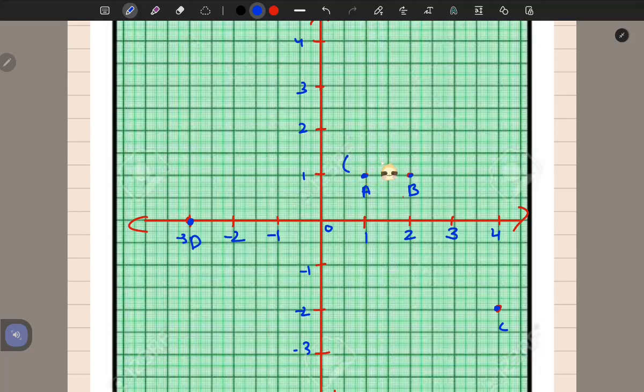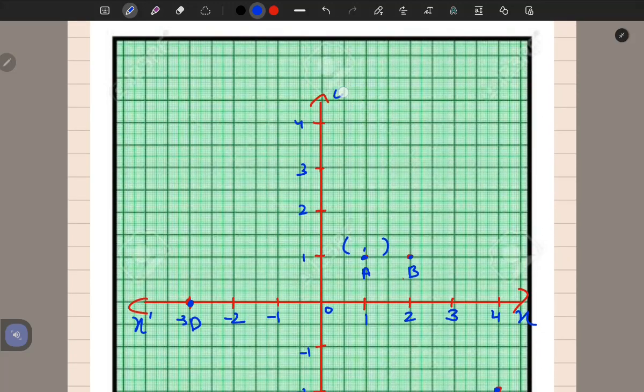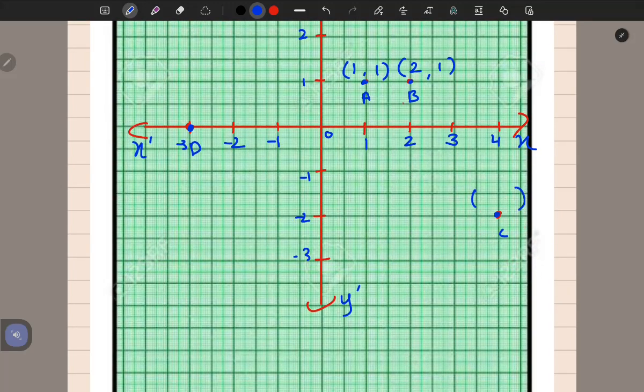So what is the x? This is the x-axis. So first we want to tell x-axis. This is x-axis and this is x dash, and this is y dash, and it is y-axis. So first we want to tell the x. So this is x 1, and 1. 1 comma 1. Both are positive. And second point coordinate 2 and 1. 2 comma 1. Okay? Third coordinate 4 and minus 2. Very nice.